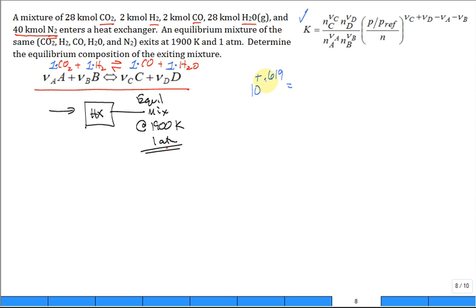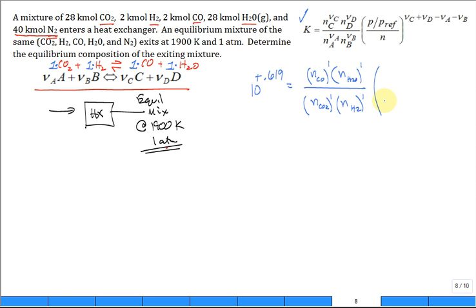10 to the power 0.619, that's what K is at this temperature for that reaction, equals the number of moles of C. That's going to be the number of moles of carbon monoxide, since carbon monoxide is in that C position, raised to the power 1, times the number of moles of H2O, because water vapor is in the D position, raised to the stoichiometric coefficient 1, divided by the number of moles of CO2, which is in the A position, raised to 1, times the number of moles of H2, hydrogen, raised to the coefficient 1.